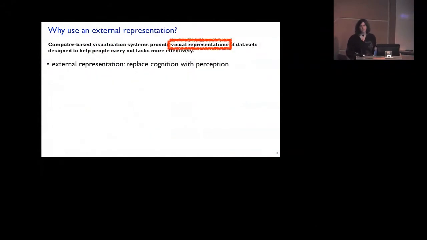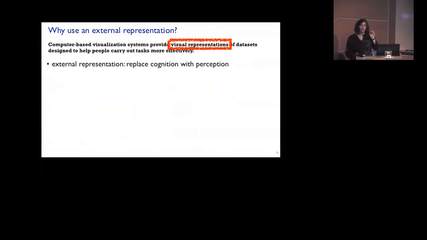So here's another question. Why are we even doing this thing of having a visual representation? What good is it doing? Visual representations are a special case of the more general example of external representation. And when I say external, I mean outside of a human's head. So what is the point of trying to get out of a human's head?